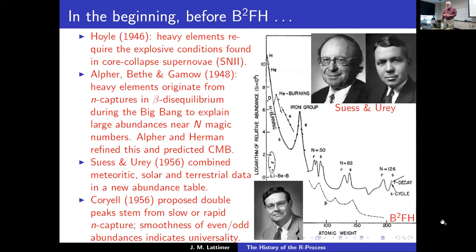So Fred Hoyle was among the earliest to suggest that heavy elements have their origin in the conditions found in core collapse, gravitational collapse supernovae, which are supernovae formed from massive stars at the end of their lives. Alpher, Bethe, and Gamow had a competing model connected with the Big Bang, suggesting that heavy elements originate from neutron captures. And in this way, they were able to explain large abundances near the neutron magic numbers.